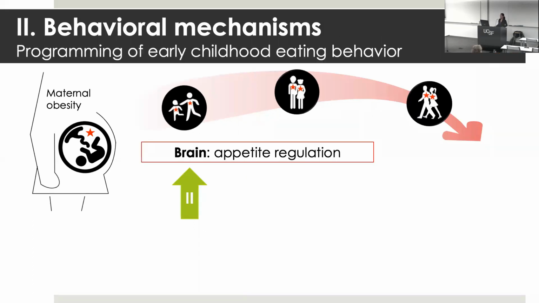Okay, so I'm going to focus now on these changes to the brain, and specifically related to appetite regulation. So in animal models, there is very robust evidence of these neuronal changes that do impact appetite control, and the obesity that's developed later in life is driven by hyperphagia, or overeating, in the animals. There's much less evidence for humans. Most of it's based on parent questionnaires to understand the eating behaviors of the kids.